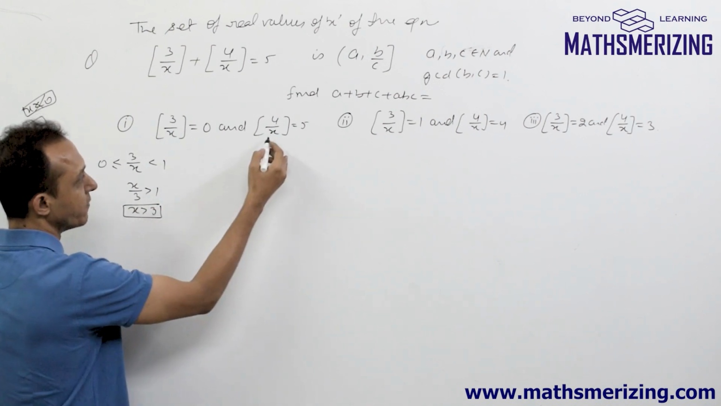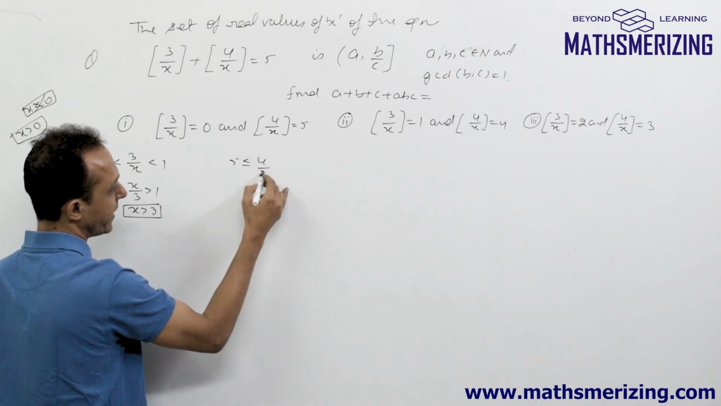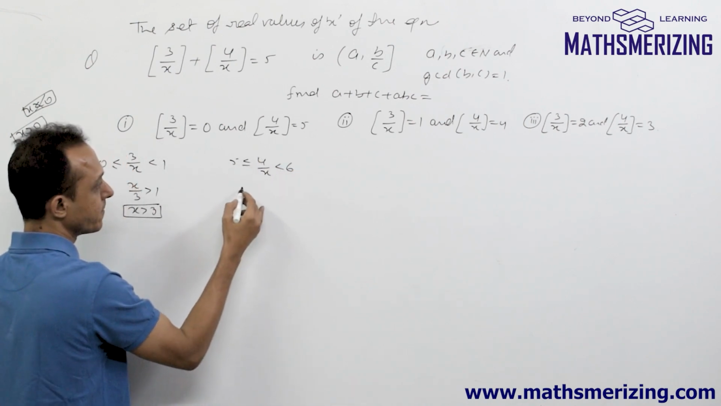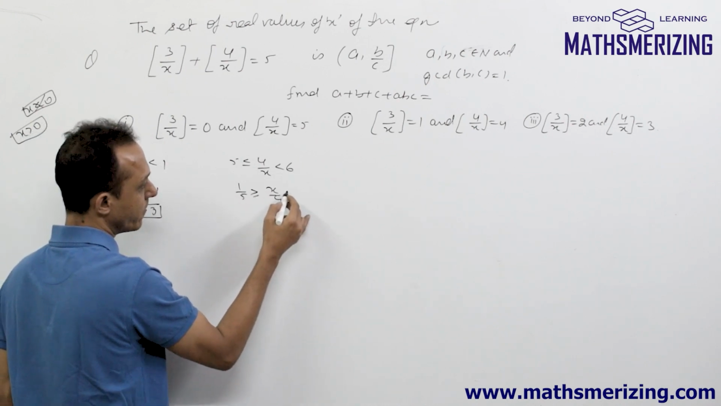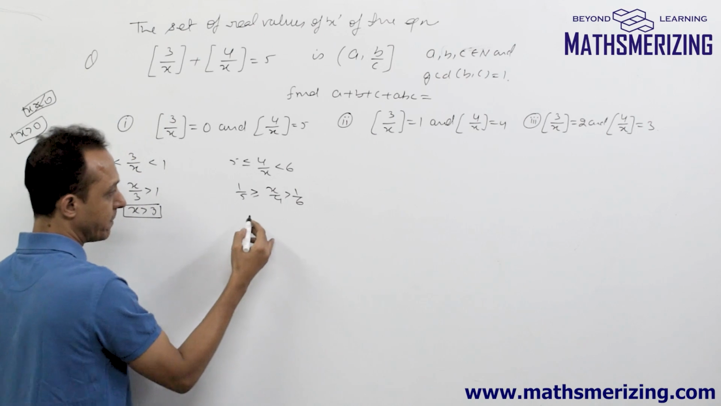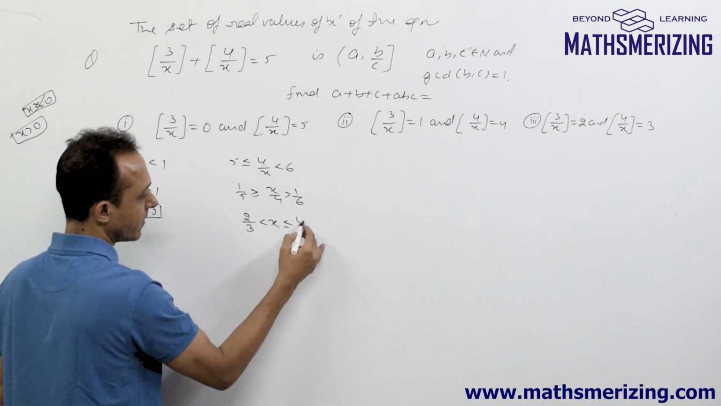Now for the second one, when this value is equal to 5, that means 4 upon x should lie between 5 and 6. So 1 upon 6 is less than x upon 4 is less than or equal to 1 upon 5. If I multiply it by 4, I'll get 2 by 3 is less than x is less than or equal to 4 by 5.